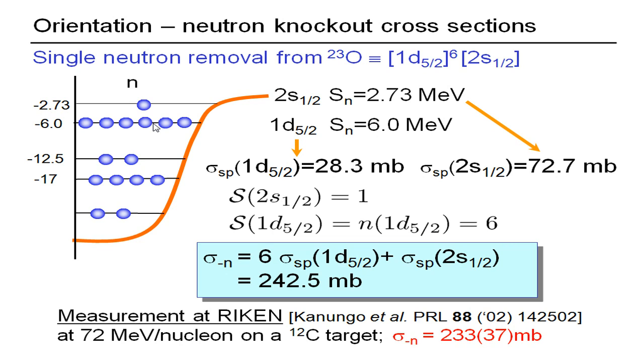And as I say, this measurement was done some time ago at RIKEN, and the number was, pity about the error bar being so big, 233.37. So for free, without using the independent particle model, with realistic descriptions of what the separation energy is and what the active nucleons are, you get very close to what is measured.